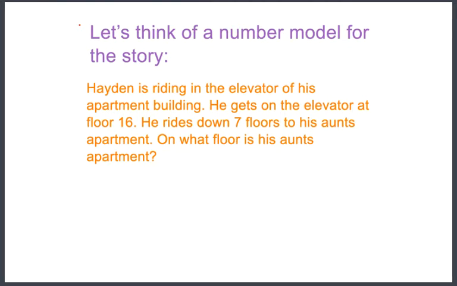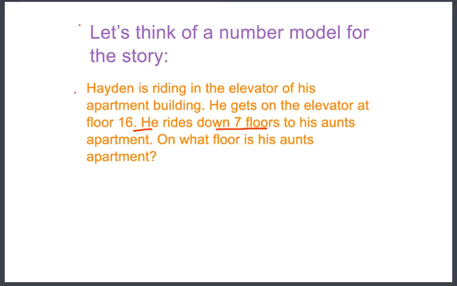First, let's think of a number model for the story. Hayden is riding in the elevator of his apartment building. He gets on the elevator at floor 16. He rides down 7 floors to his aunt's apartment. On what floor is his aunt's apartment?